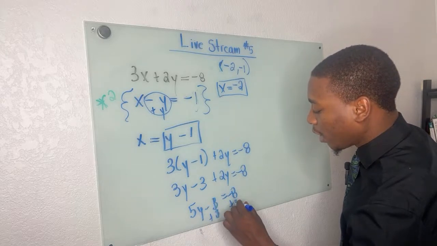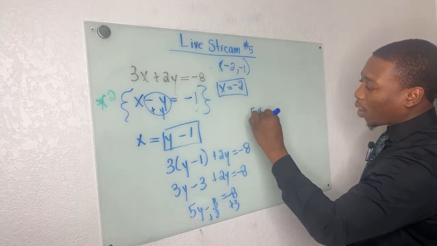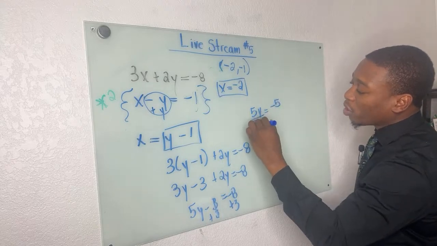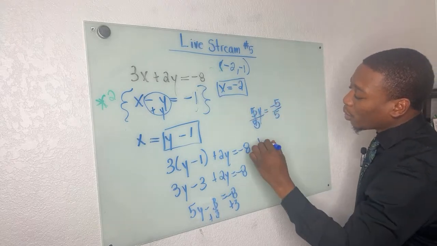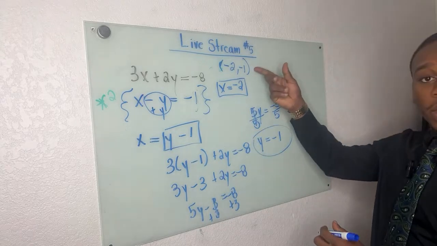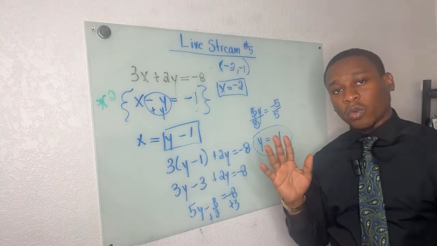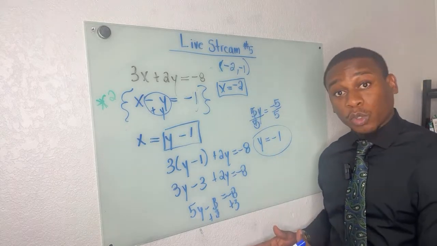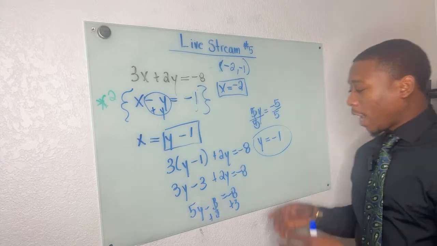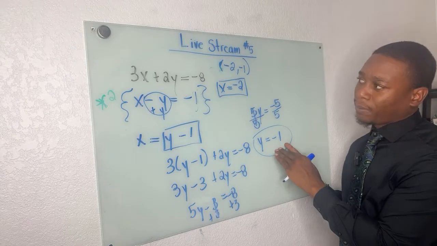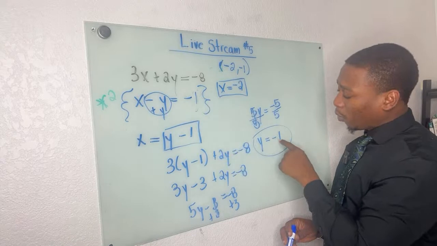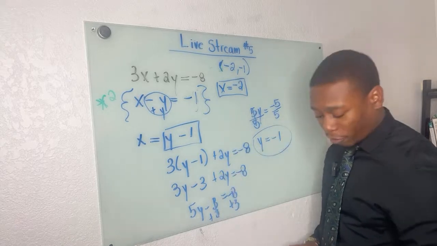Add 3 on both sides. We're going to get 5y is equal to -5. And once we divide, we will get y is equal to -1, which is the same value here. So just understand that whether we use the elimination method or substitution method, once our steps are correct, guys, we will get the right answer. And after using this substitution method to get y, we would do the same thing. We'll pick either equation 1 or 2, plug -1 in for y, solve for x.